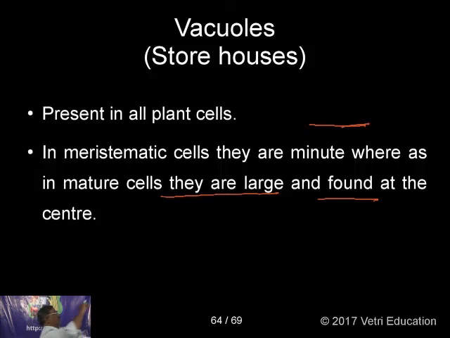Vacuoles are present in all plant cells, but in meristematic cells they are minute, very small, whereas in mature cells they are large and found at the center. In animals they are very minute or sometimes absent. But vacuoles are present in plant cells. So in meristematic cells they are minute, whereas in a mature cell you can find a large vacuole in the center.